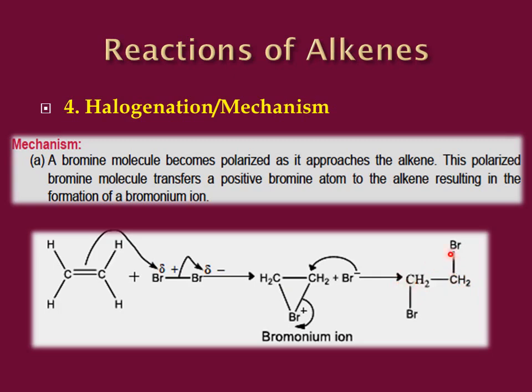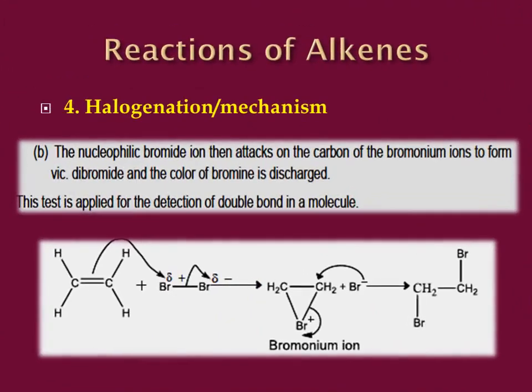Students, this chemical reaction is also used for the detection of a double bond in an organic compound. Because as you can see in the second step, when the nucleophilic bromide ion attacks the carbon of the bromonium ion, to form a vicinal dibromide, the color of the bromine is discharged. Bromine, Br2, is reddish brown in color, and as it adds across the alkene, its color gets discharged. So this is also a test that is applied for the detection of a double bond in a molecule.